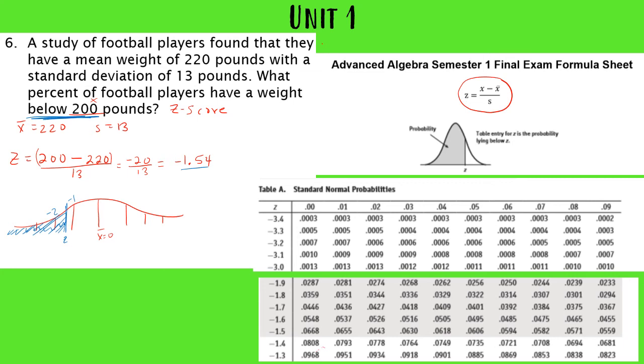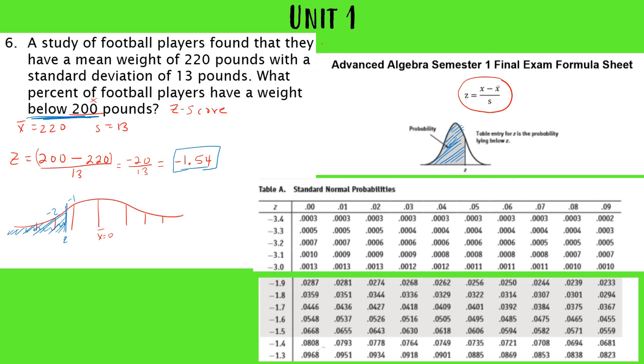So what I'm going to do is take this z-score of negative 1.54 and look it up in my z-score table. On your z-score table, the area or probability underneath the curve is always the shaded part to the left, and that's what I'm looking for. So whatever I look up as my answer will work for me.